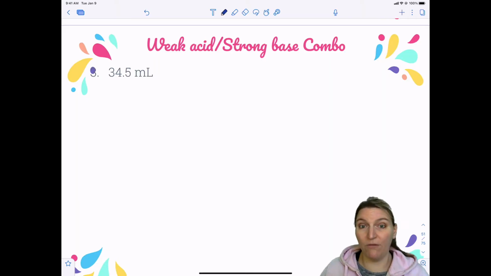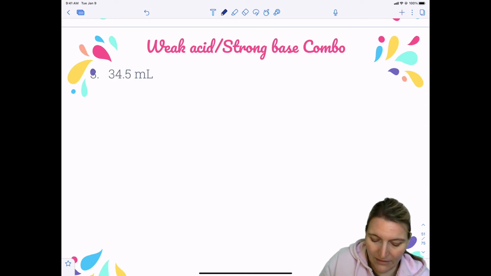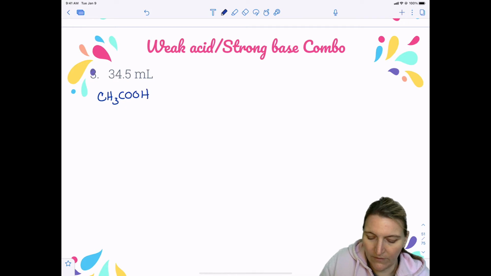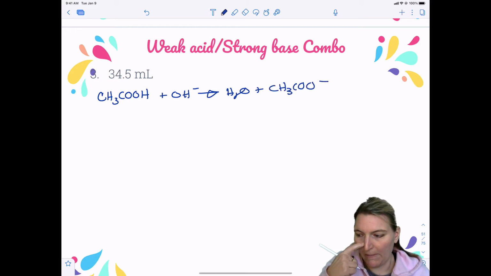Okay, so this is before the equivalence point. So the first thing we need to do is a BCA chart to see what we have left over. What is actually reacting here is the weak acid and the hydroxide ion, reacting together to make water and the acetate ion.